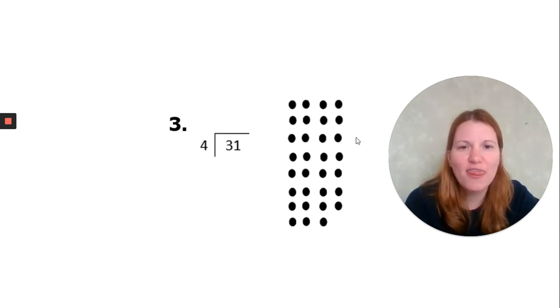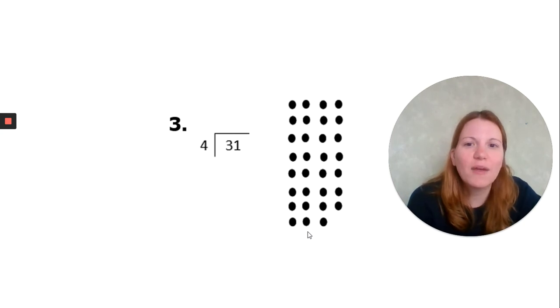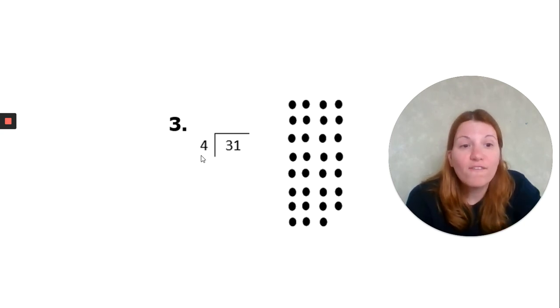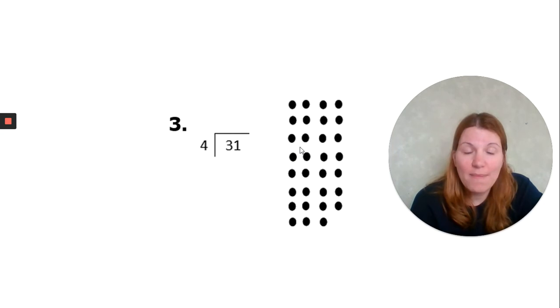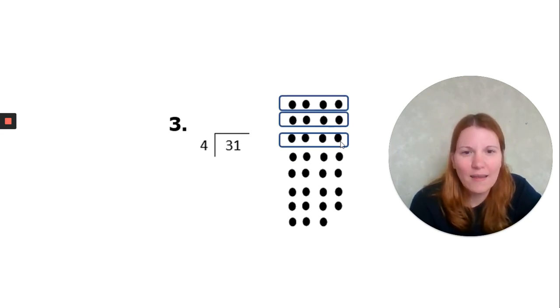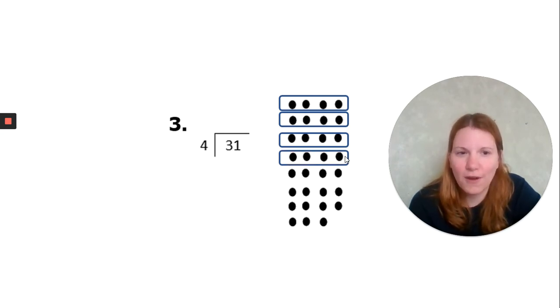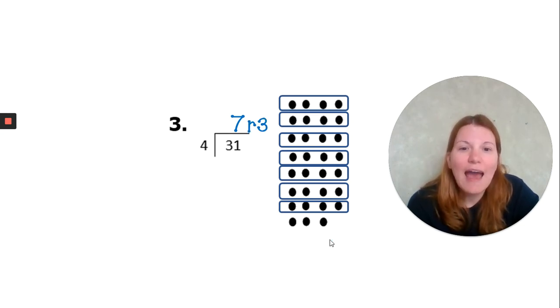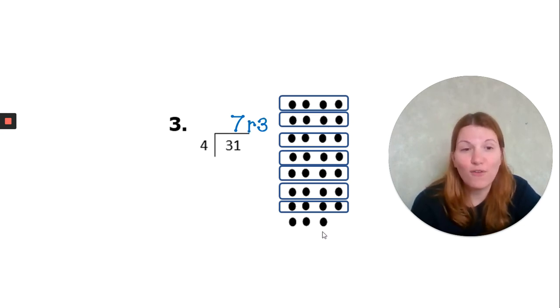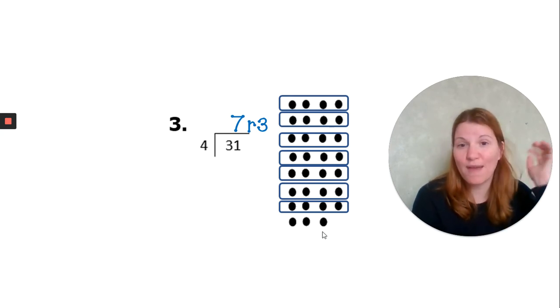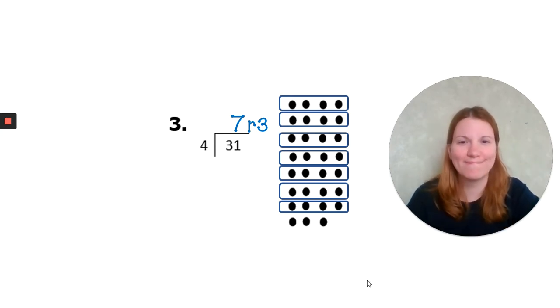Number 3, I've got 31 dots, and I'm going to divide them up into groups of 4. So how many groups of 4 can I make in 31? There's 1 group, 2 groups, 3 groups, 4 groups, 5 groups, 6 groups, 7 groups, and that's all I can make. So I have a total of 7 groups that I could make, and I will have 3 left over as my remainder. So 31 divided by 4 equals 7, remainder 3.